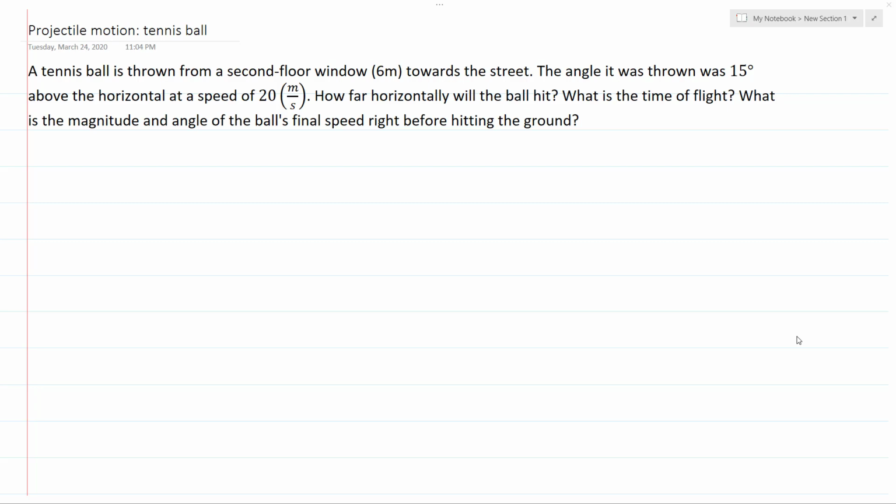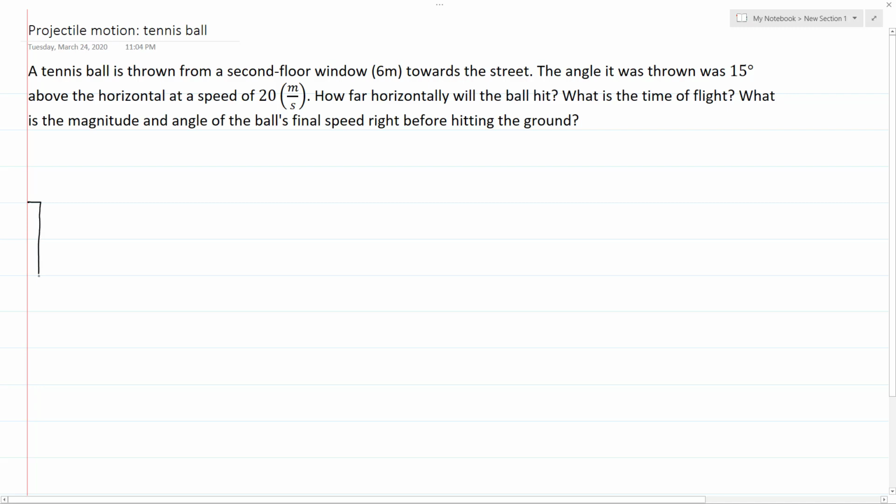The questions are, how far horizontally will the ball hit? What is the time of flight? What is the magnitude and angle of the ball's final speed right before hitting the ground? So first, let's draw a diagram depicting the projectile.